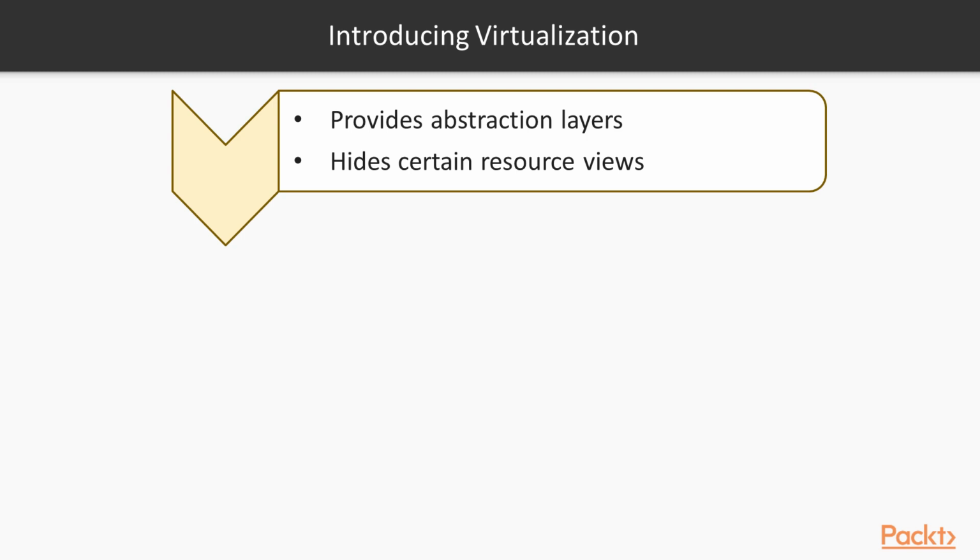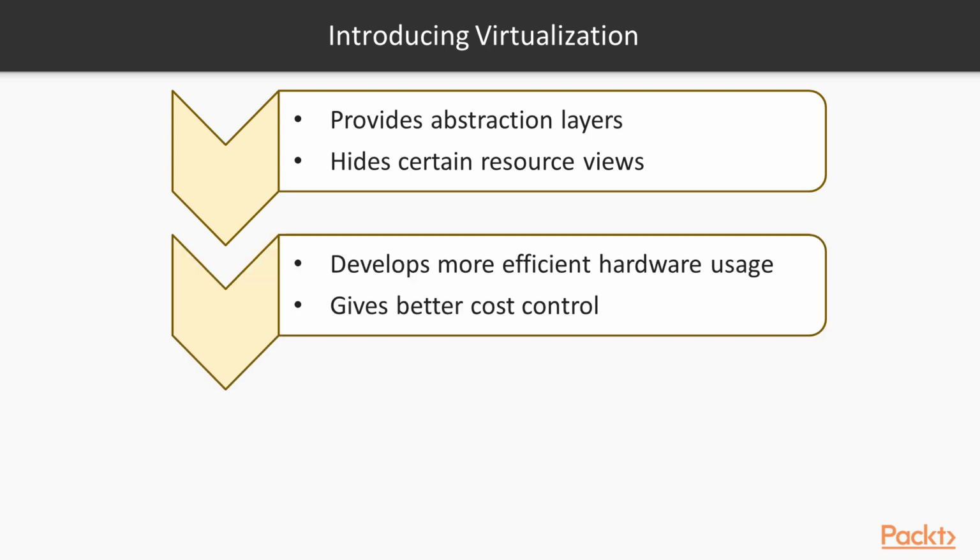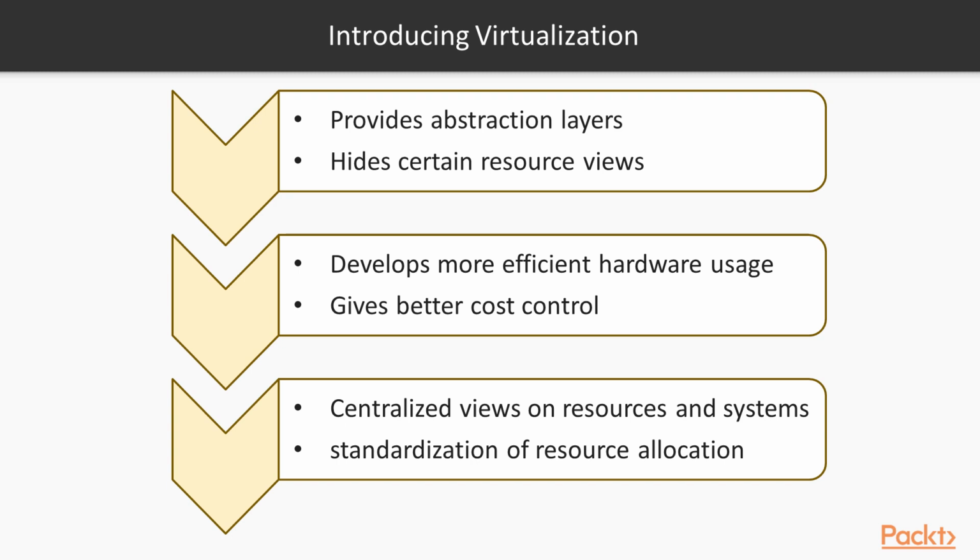When we look at virtualization, we look at the abstraction layers it provides in order to hide certain resource views, such as hardware or processing power. Virtualization contributes to the development of more efficient hardware usage, which results in better cost control, centralized views on resources and systems, more flexibility in the number of operating systems that the company can deal with, standardization of resource allocation, and even improved security services.